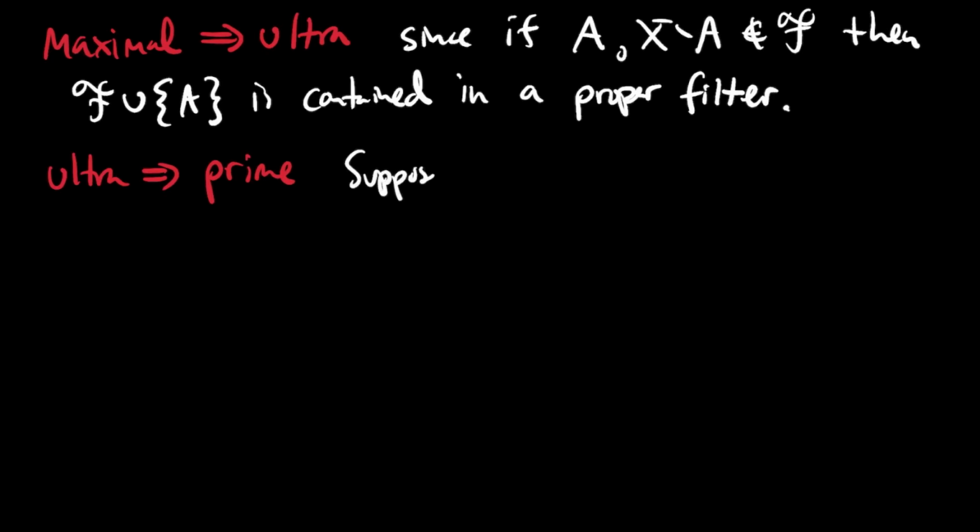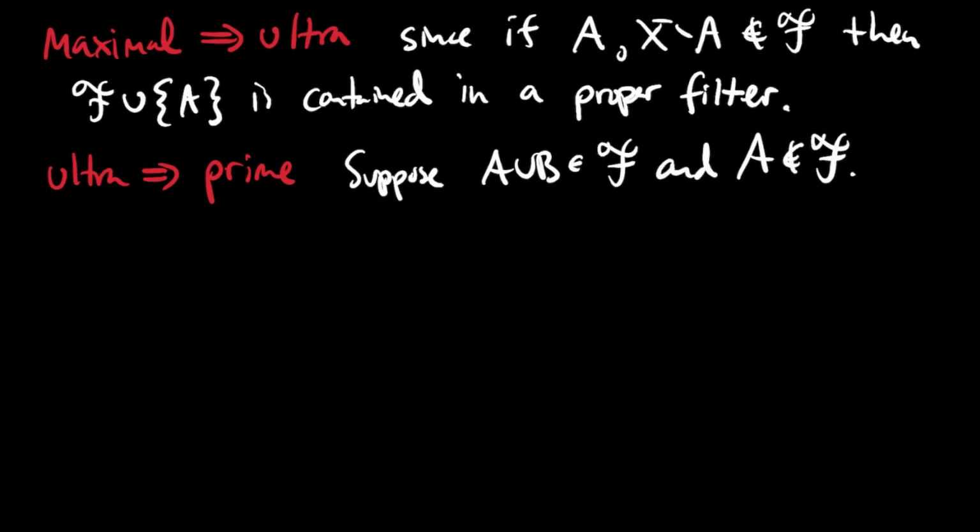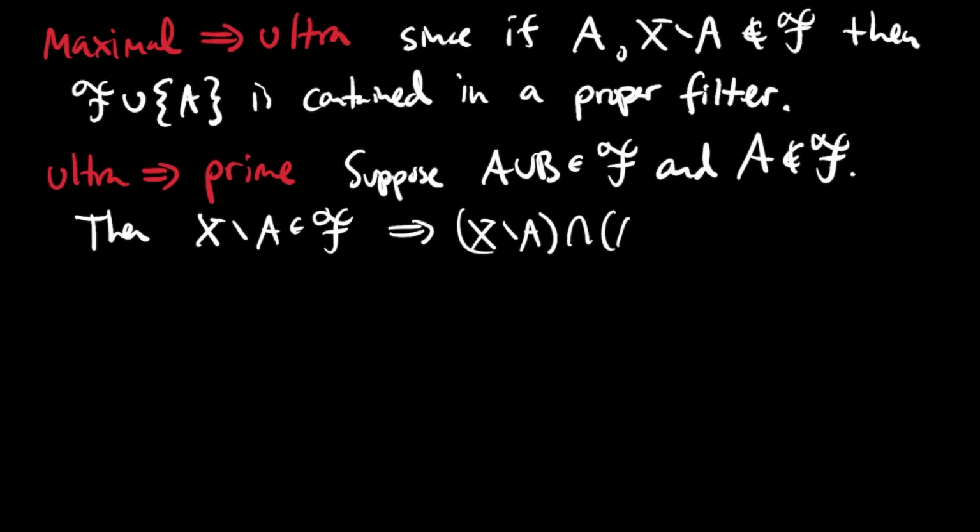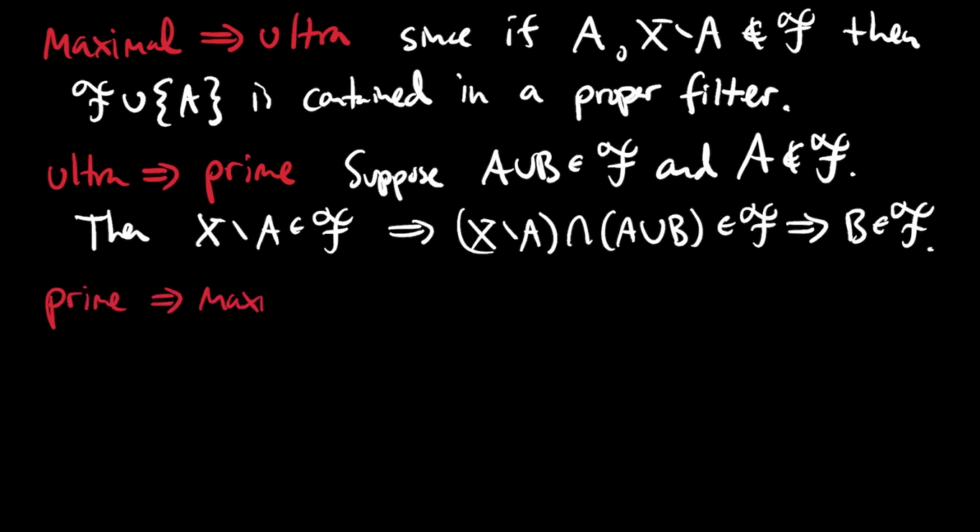In order to prove that ultra implies prime, suppose you have an ultra filter and take a set A union B in the filter, and suppose that A is not in the filter. I want to show that B is in the filter because that would prove that the filter is prime. Since A is not in the filter and it's an ultra filter, the complement of A is in the filter. But once you know that the union is in the filter and the complement of A is in the filter, the intersection, which is a subset of B, is in the filter, and therefore B is in the filter.